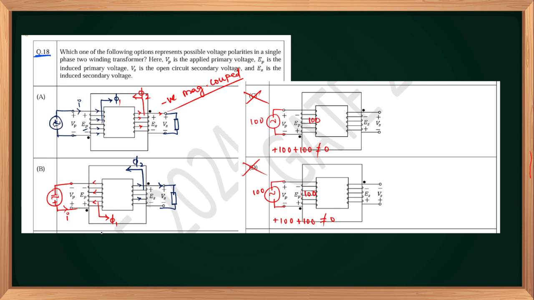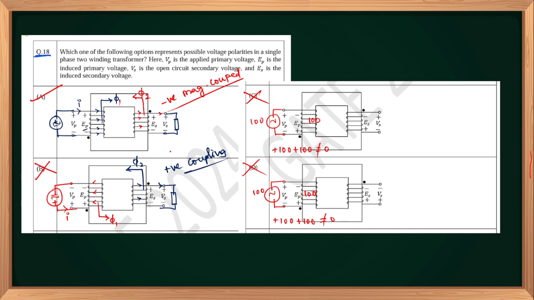So phi 2 is not opposing phi 1. So it is positive coupling. Option B is positive coupling. Okay, so a transformer is a negative coupled device. So option A will be the better suitable option, the correct answer compared to option B.